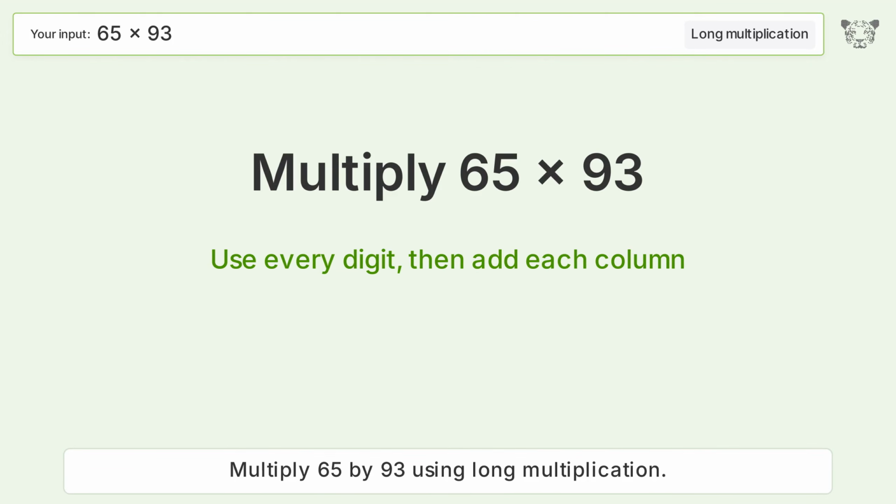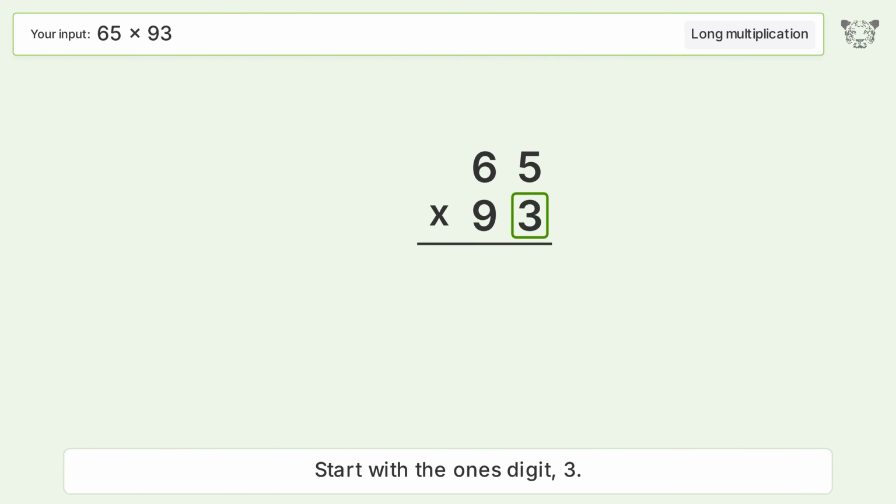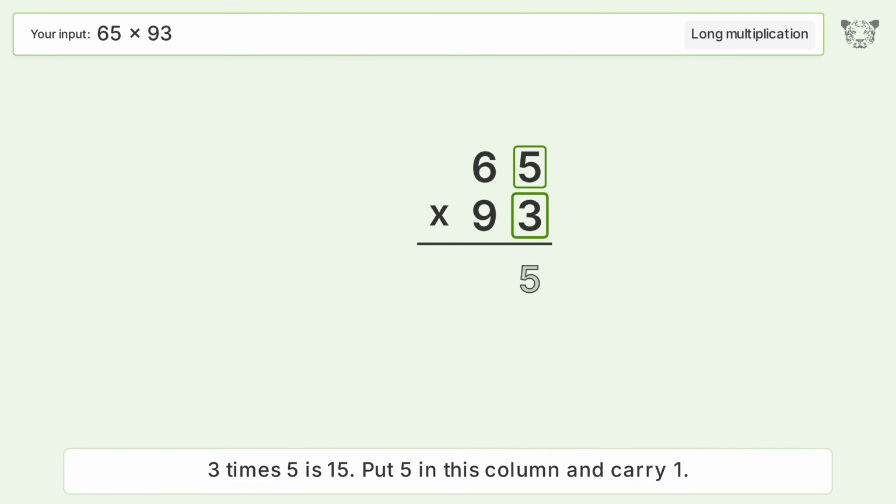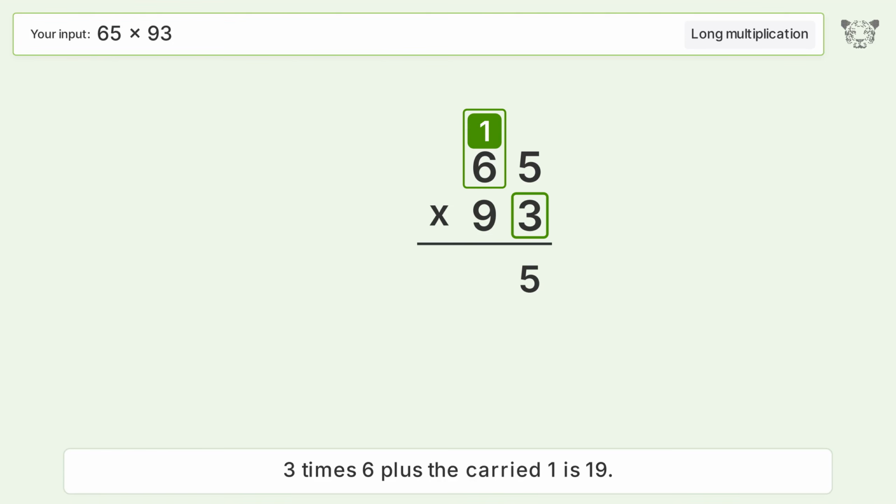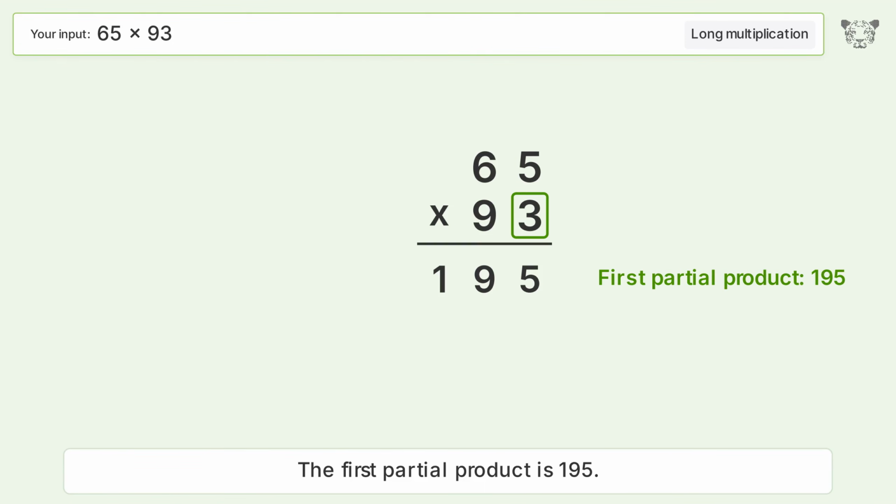Multiply 65 by 93 using long multiplication. Start with the ones digit, 3. 3 times 5 is 15. Put 5 in this column and carry 1. 3 times 6 plus the carried 1 is 19. The first partial product is 195.